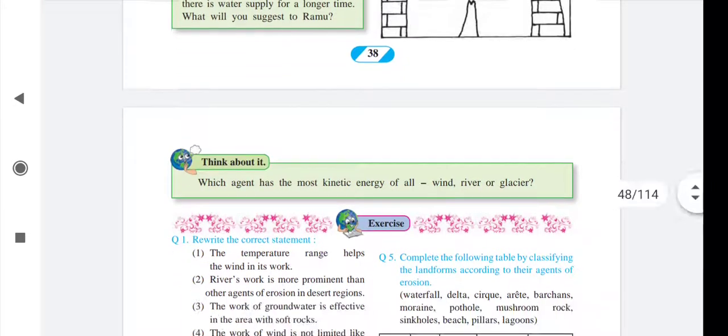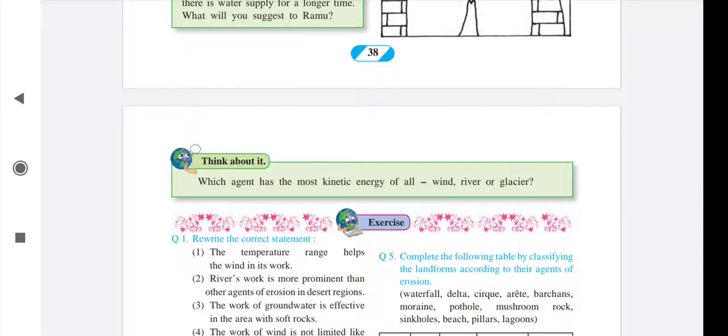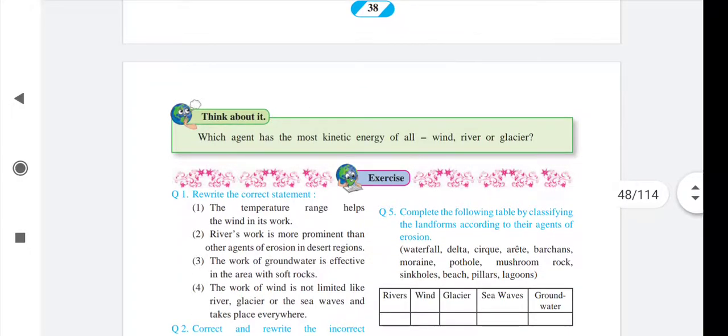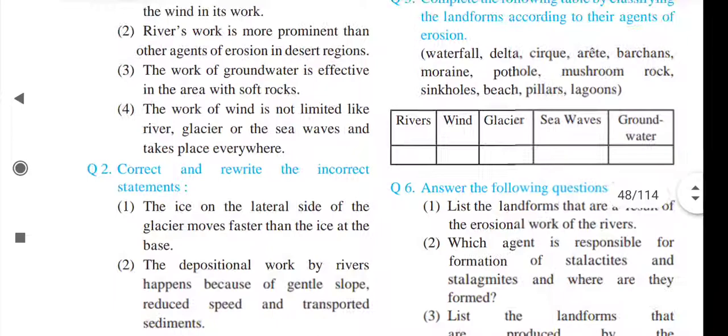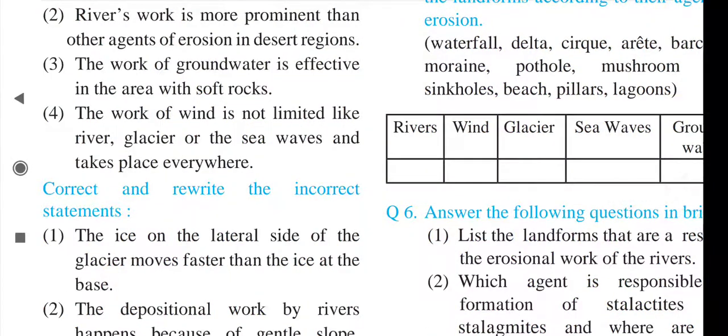Here we have completed our lesson. I hope you understood this, and in our next lesson we are going to study precipitation. Okay, thank you very much.